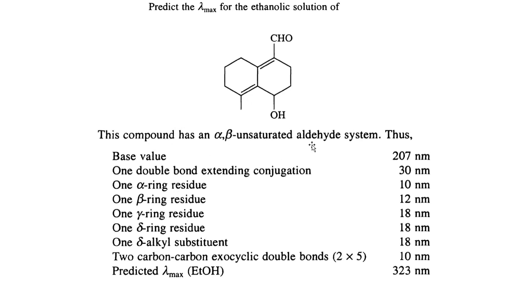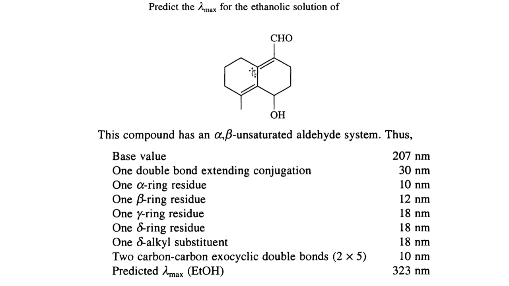It is an alpha beta unsaturated aldehyde system. It is a 6-membered cyclic alpha beta unsaturated aldehyde. For alpha beta unsaturated aldehyde system, the base value will be 207 nanometer. See, a double bond, single bond, double bond. So this double bond extends the conjugation of this molecule, and so it is a double bond extending conjugation. This will contribute 30 nanometer as the increment.